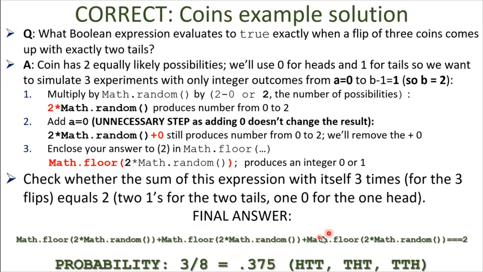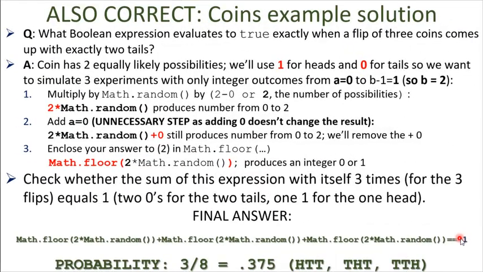Now let me point out that you could have also said it equals 1 here, if you had said that 1 was heads and 0 was tails, because in that case you would have 2 zeros and 1 one that would sum up to 1. So regardless of whether you ask if this is equal to 1 or equal to 2, you should get roughly the same number of times that it actually evaluates to true, which should be about 3/8 of the time. And this again shows that there are many different ways of modeling the same experiment, or the same simulation.